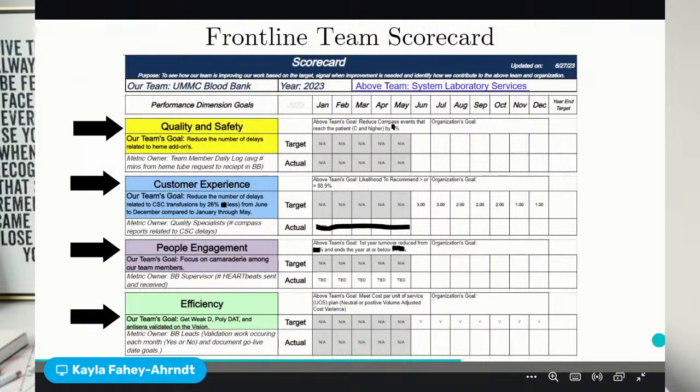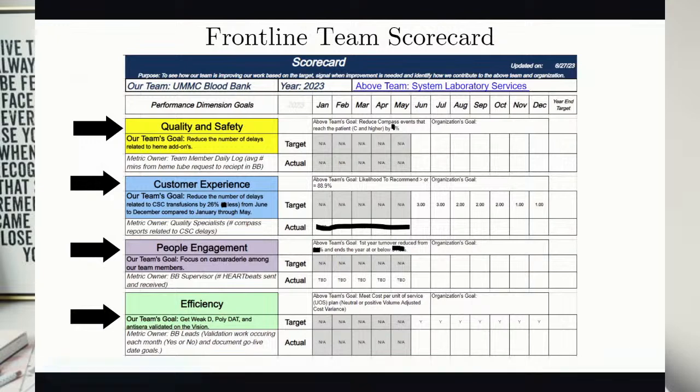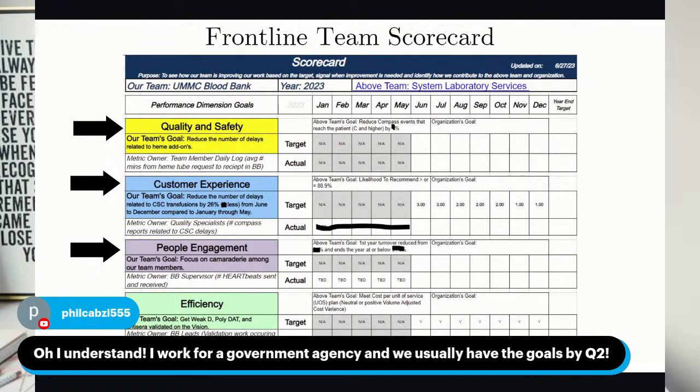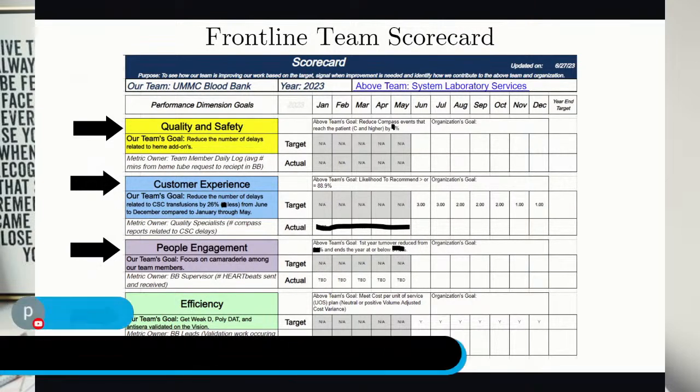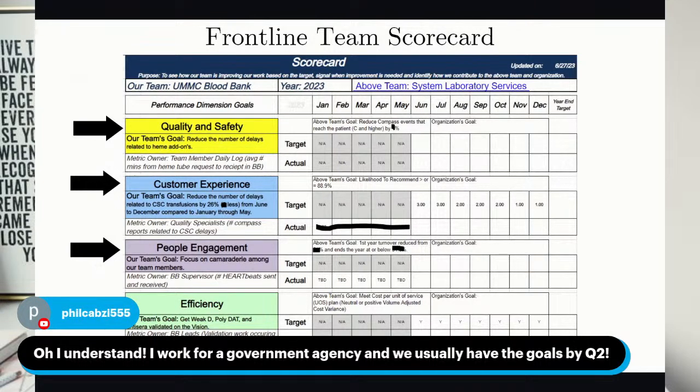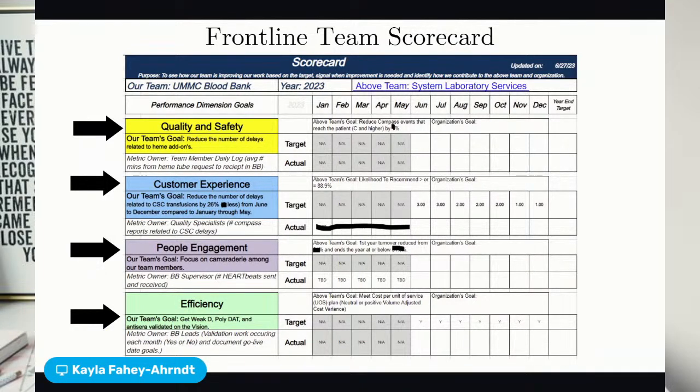I saw a chat and then I lost my train of thought. Let me just show the comment on the screen. Let's see, what did you say? Oh, I understand. I work for a government agency and we usually have goals by quarter two. Yes, 100%. It's just how it is. Sometimes it just takes a while to cascade. So don't worry. And thank you for joining. I'm so glad you joined.